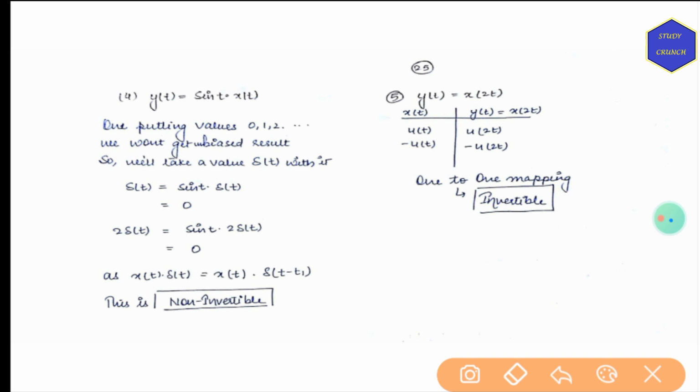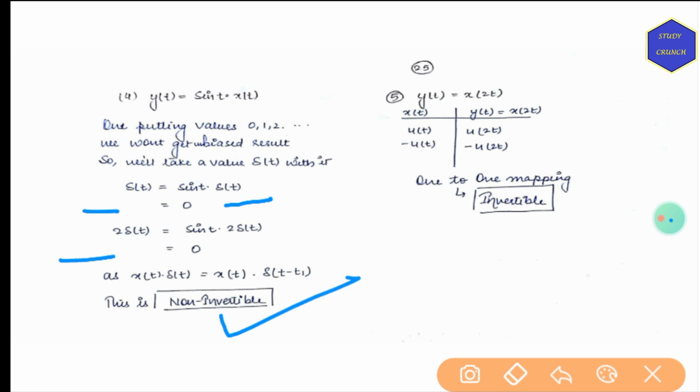y(t) is equal to sin t into x(t). So by putting the values 0, 1, 2, we won't get a unique result. So we put delta t, which will give us 0. So 2 delta t will be 0. So this is a non-invertible system.